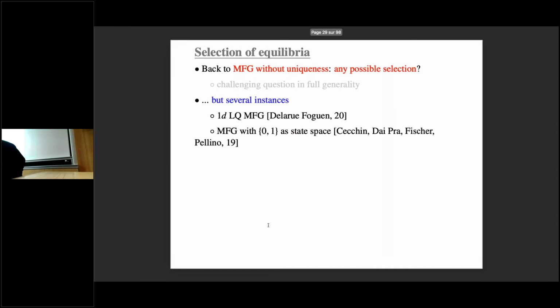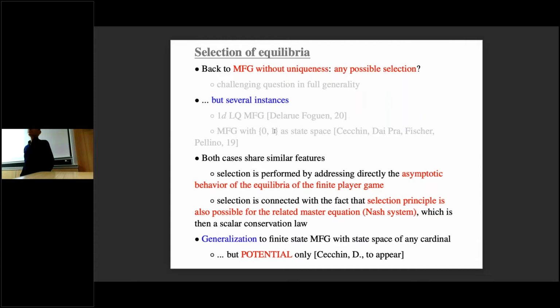So in the literature, there was this paper with Rinel that I mentioned, and in fact there is a very nice paper by Alekos, Paolo Daipra, Marcus Fischer, and I forgot his first name. This is for a state space with two elements. So this one I'm going to come back to. You will find some selection results for mean field games. But the principle of all these models is that they have a potential structure. And this is the key point.